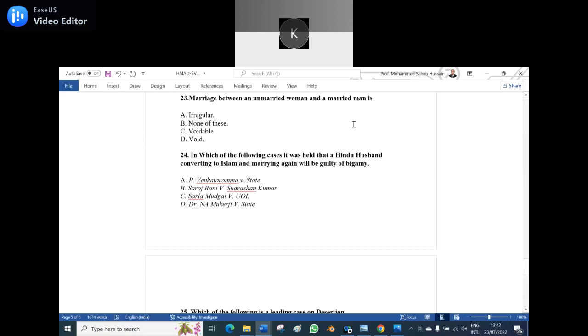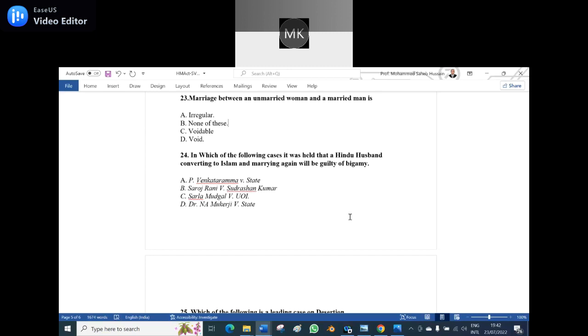Why do you say so? It is a void marriage. The host's decision is final. As per section 5, condition for the Hindu marriage, it is void. Yes, sir. I think it's void, but it's again a point of doubt. Tomorrow I will clear this. Yes, section 5 of the Hindu Marriage Act clearly says that.